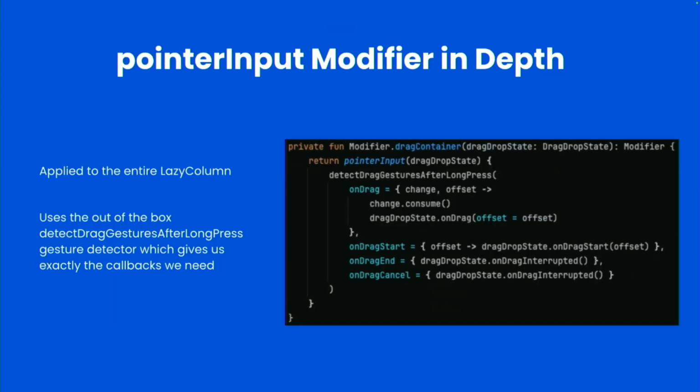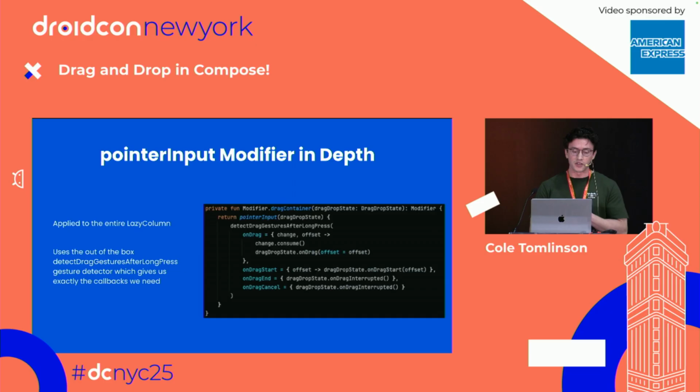Getting more in depth into those three pieces, the pointer input modifier gets applied to the entire lazy column. It uses this out-of-the-box Compose detectDragGesturesAfterLongPress gesture detector, which is a mouthful, but does exactly what it sounds like and gives us the callbacks that we're interested in to facilitate a drag and drop. onDragStart, onDrag, and onDragEnd all do exactly what they sound like. They include an offset with an X and Y dimension at the time that they happen.